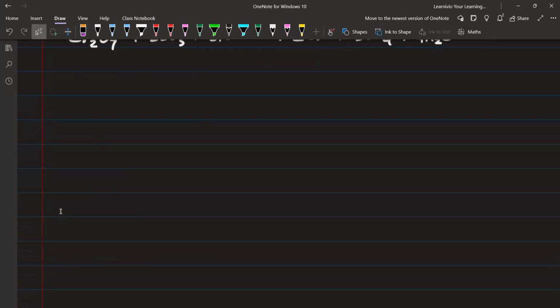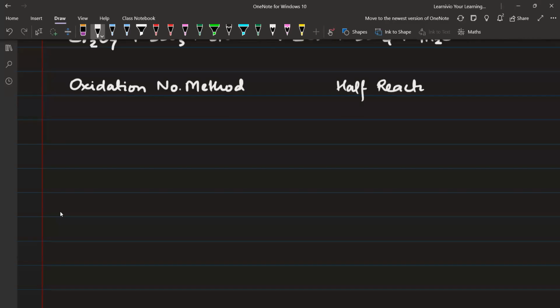In the NCERT, there are two methods. The one is oxidation number method, and the other one is half reaction method. जो हम लोगों ने अभी देखा ना, right now whatever we saw, it was very much similar to what NCERT describes as oxidation number method.